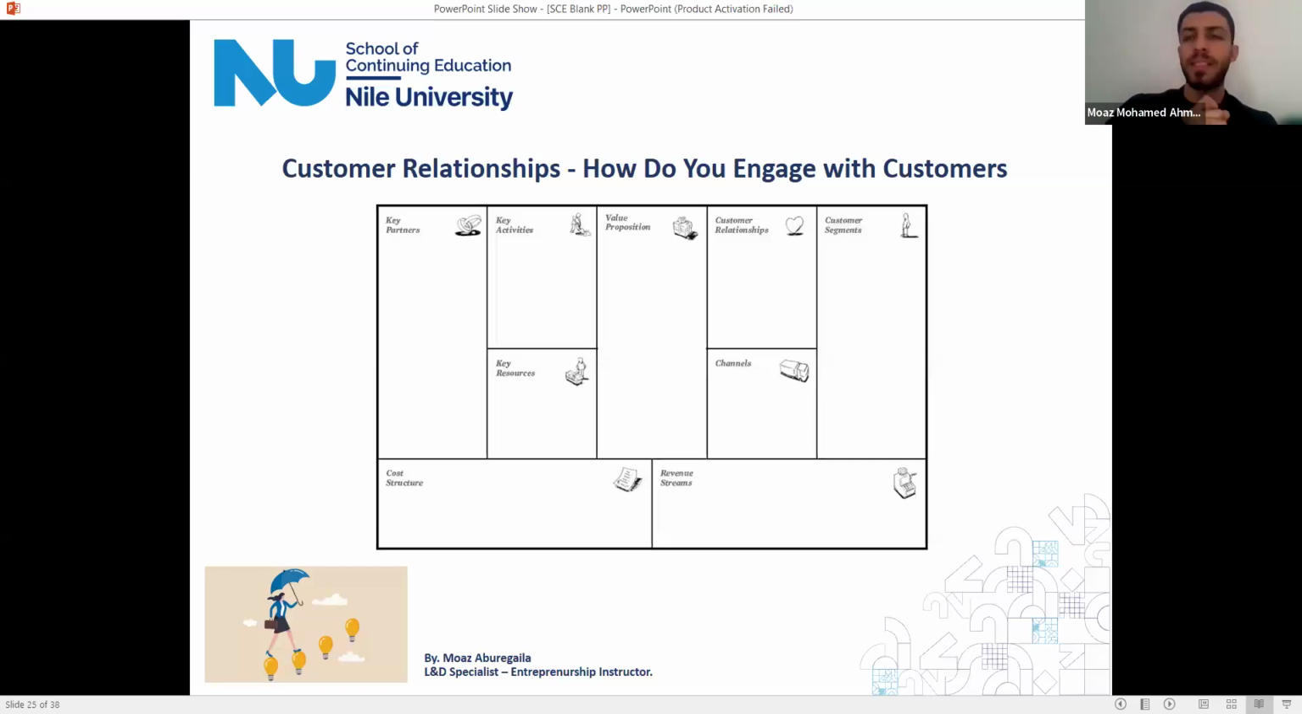Is it through personal assistance? Is it through self-service, automated services, community, co-creation, customer service? What else could be a customer relationship way so that you ensure your customers' loyalty? So the first four components are the value proposition, the customer segments, the channels, and the customer relationships.